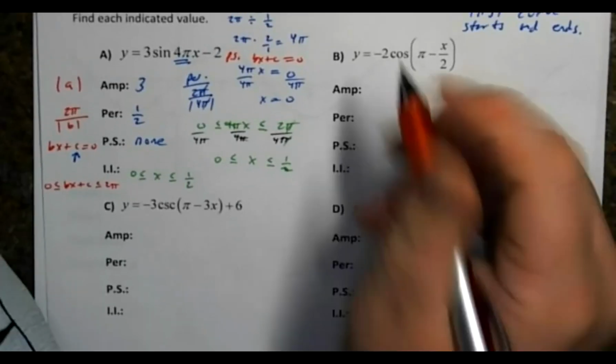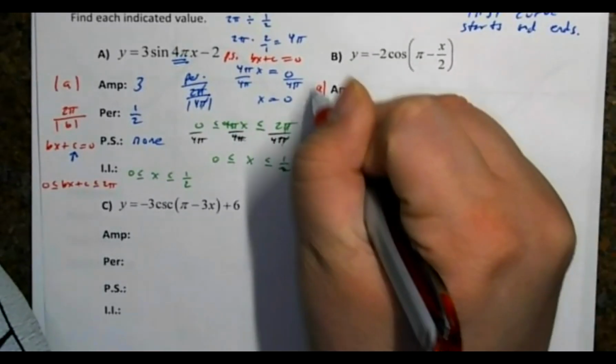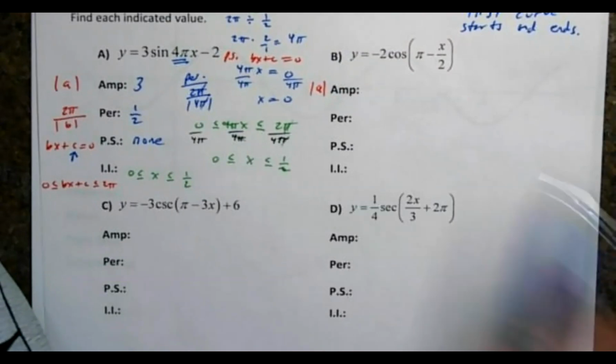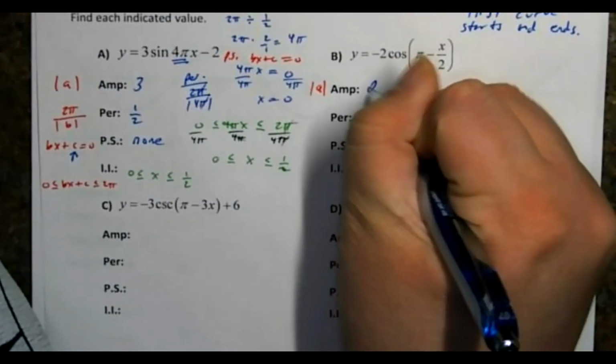Okay, the amplitude for problem B. The amplitude is the absolute value of A. A in this case is -2, which means the amplitude of problem B is 2.